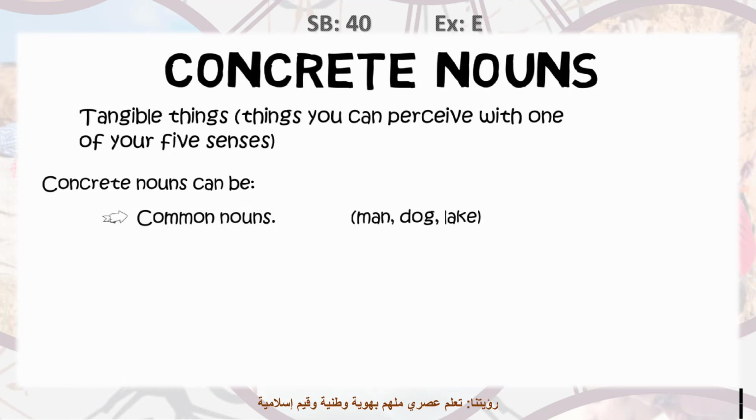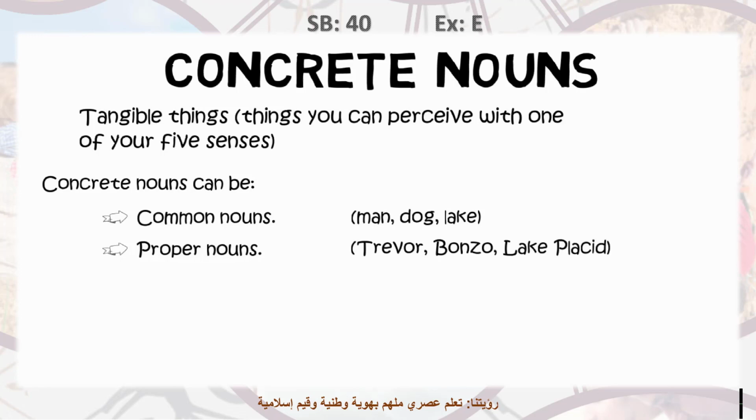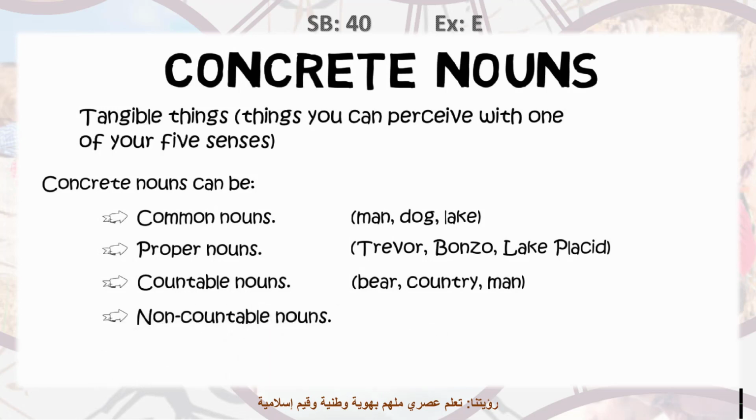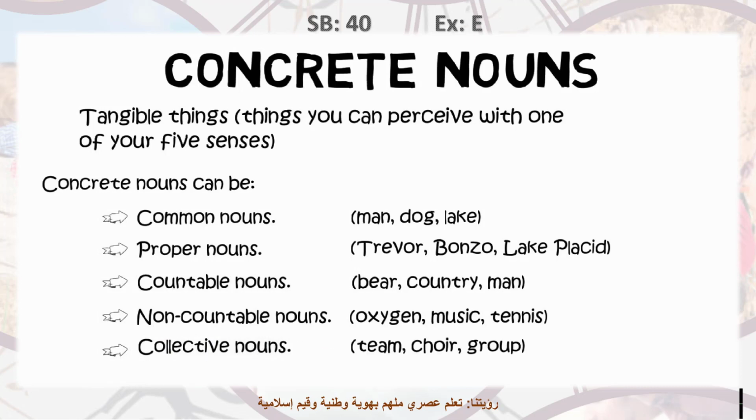These are just the words we use for things that allows us to talk about them. Concrete nouns can be proper nouns like Trevor, Bonzo, and Lake Placid. These are the given names of things. Concrete nouns can be countable nouns like bear, country, and man. And countable nouns can have a plural form, so bears, countries, men. They can be non-countable nouns, so nouns that don't have a plural form, like oxygen, music, and tennis. Or collective nouns, and collective nouns are used for groups, such as team, a choir, and the word group itself.